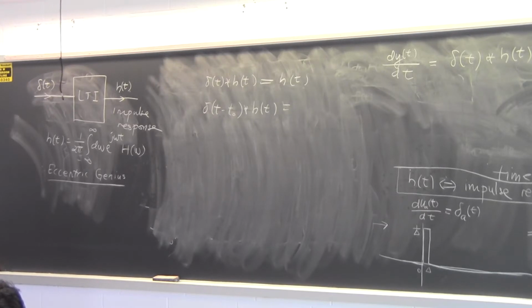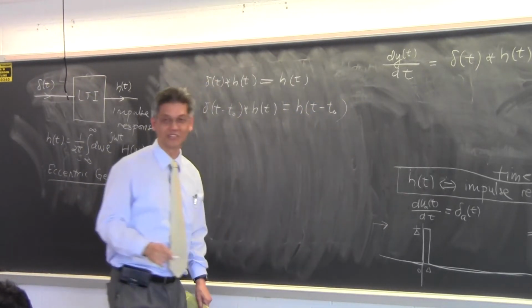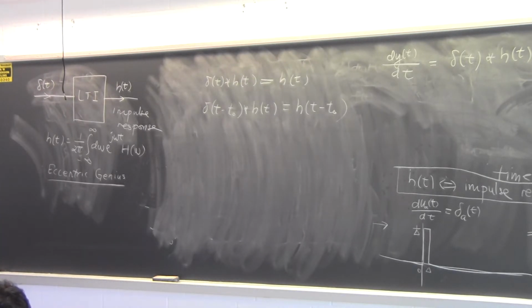Yes? H of t minus t naught. Very good. Larry is right. Okay, h of t minus t naught. You forgot one of your convolution properties. And I hope I don't have to prove this for you.